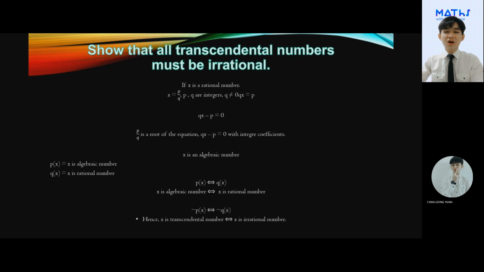Next, show that all transcendental numbers must be irrational. In this question, we can use the following method. By the previous question, we already proved all rational numbers are algebraic. So we can say that if s is rational, then s is an algebraic number. And then we use the contrapositive of this proposition. Therefore, it means that if s is a transcendental number, then s is an irrational number.